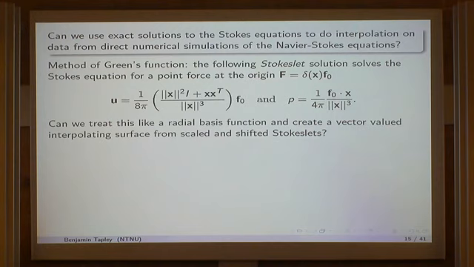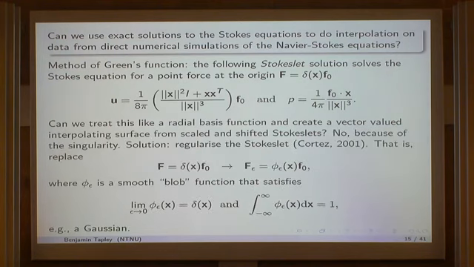So now, this begs the question, can we treat this like a radial basis function and create a vector valued interpolating surface from scaled and shifted Stokeslets? The answer to this is kind of, but not really, because there is a singularity here. So if we scale this to the data points, we'll get a blow up at the data points. We can technically shift our knots, or we can evaluate these outside the interpolating domain and take the solution inside the grid cell, but that's very cumbersome and not much theory has been done on this, so it's probably not a good idea to go down that path.